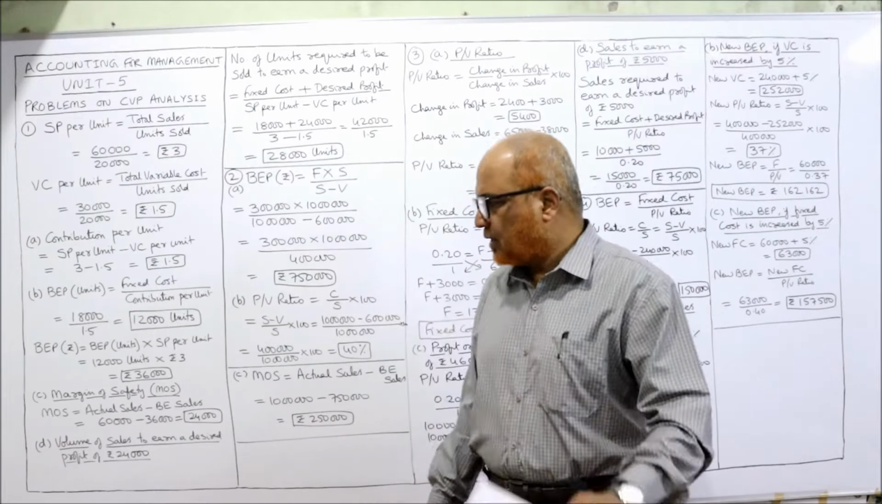Be careful regarding here. Change in profit. First month there is a loss. Second month there is a profit. So we have converted from loss to profit. The total change is 5,400.